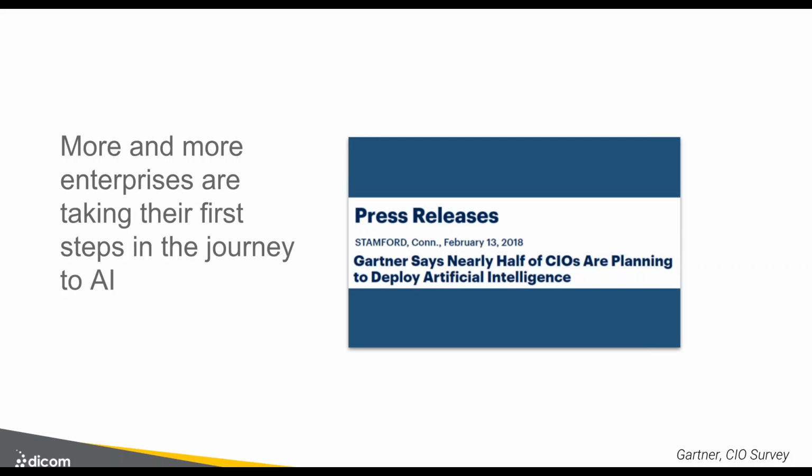So we can see in this recent Gartner CIO survey from earlier this year that nearly half of CIOs are planning to deploy artificial intelligence. So a lot of enterprises are at least exploring, taking those first steps on that journey of AI. So we're excited to be part of that. With those thousands and thousands of algorithms, they're all going to need data. Some are going to be successful, others will fall by the wayside, but regardless, they all need a lot of data to continue to learn and improve and become effective.